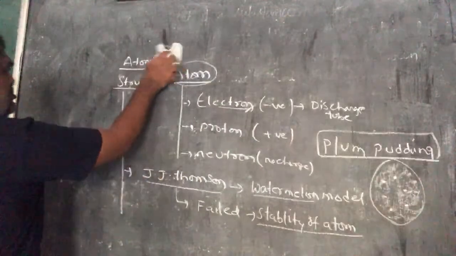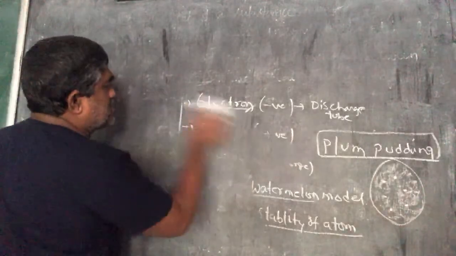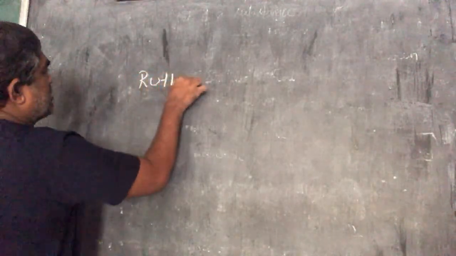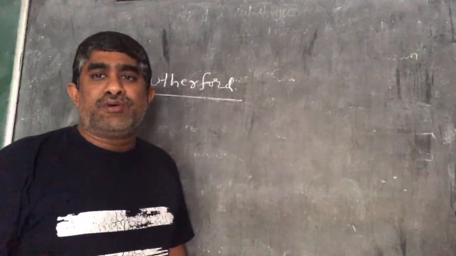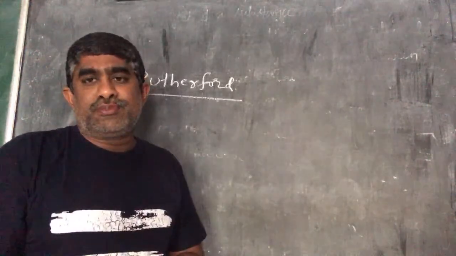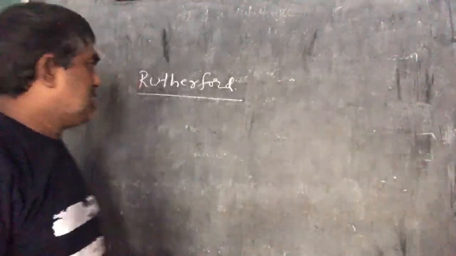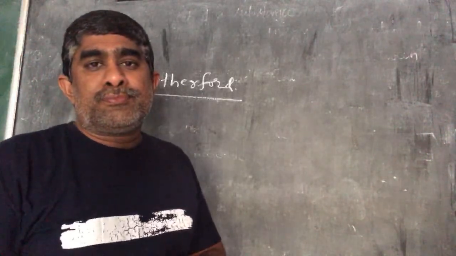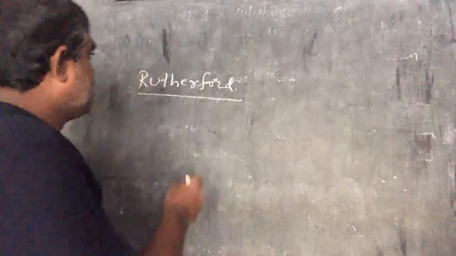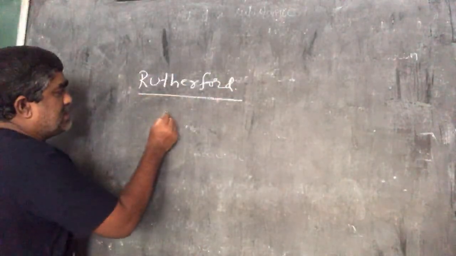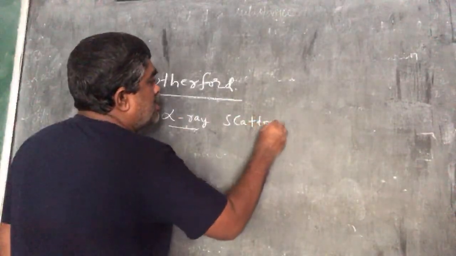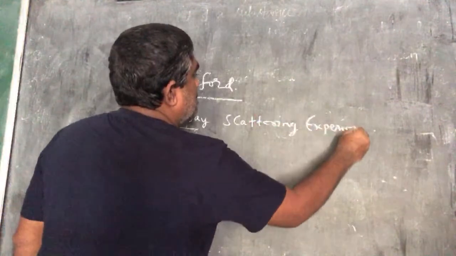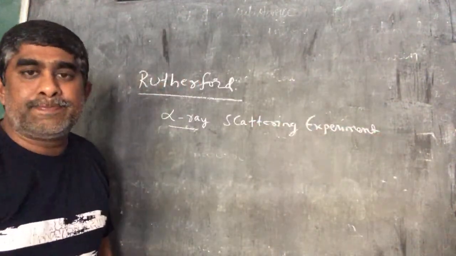after J.J. Thomson, another great person, who did a lot of work, is Rutherford. He gave his theory, experimentally proved it, and explained the atomic structure. Listen carefully, very important: Rutherford atomic theory. He explained it with the alpha ray scattering experiment.